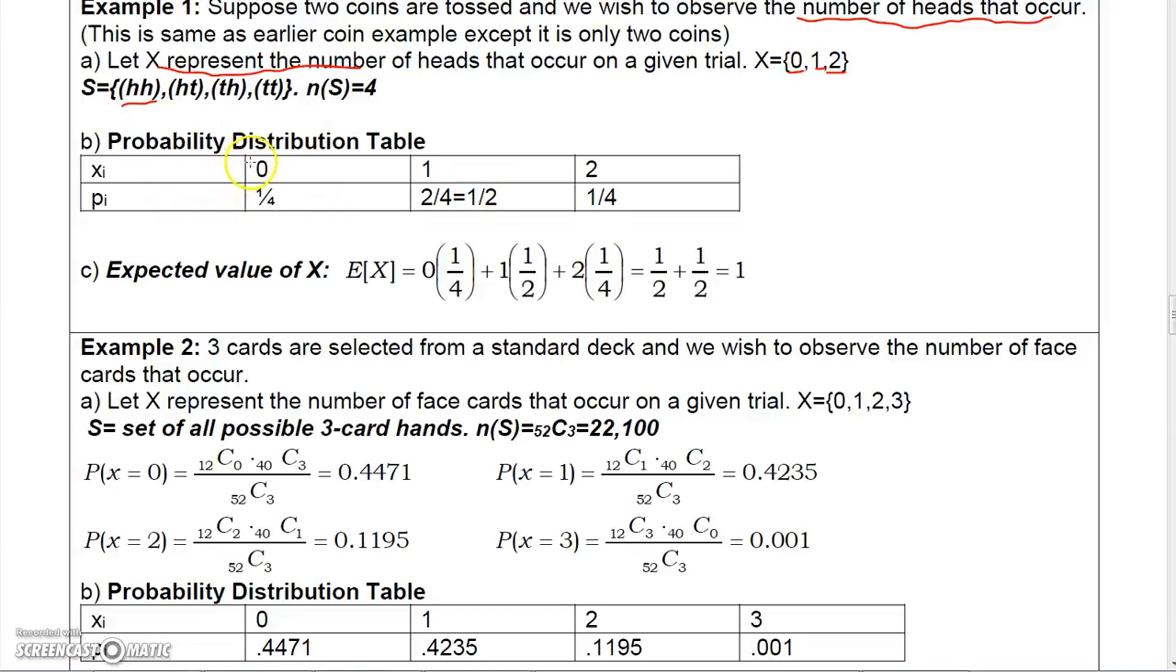Once you have the probability distribution table filled out, all you do is multiply each x value by its probability. So I take 0 times a fourth, I take 1 times 2/4, or a half, and then I take 2 times a fourth. And I add those 3 products together. When you add these 3 products together, you're going to get 1. And that makes sense, because if you toss 2 coins, you would average getting 1 head per toss.